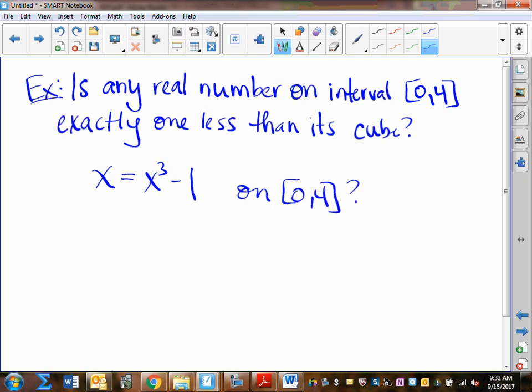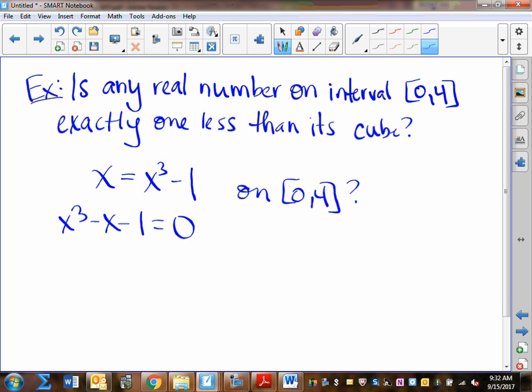Well, if we move everything to one side, let's just subtract that x over. So I have x cubed minus x minus 1. We know then if this function crosses my x-axis somewhere, then that means that it satisfies that original equation, right?